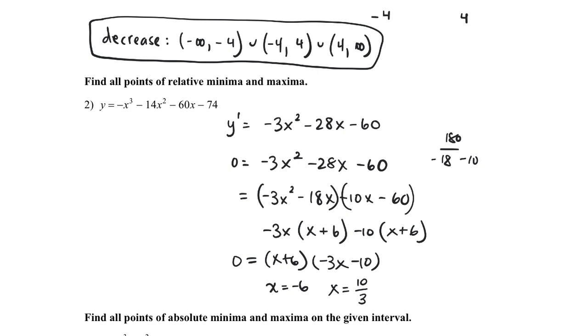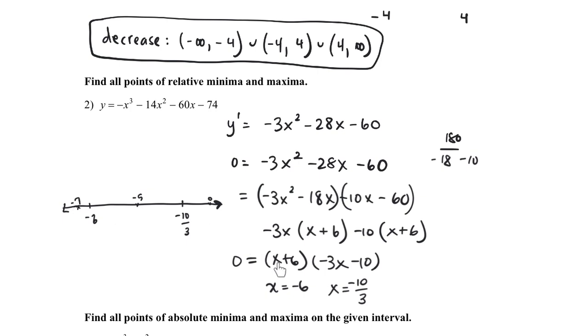And that's going to be negative 10/3 rather. So now that we have our two critical numbers, we can place them on a number line. Negative 6 and negative 10/3. So if we choose some test points, like negative 7, negative 5, and 0.